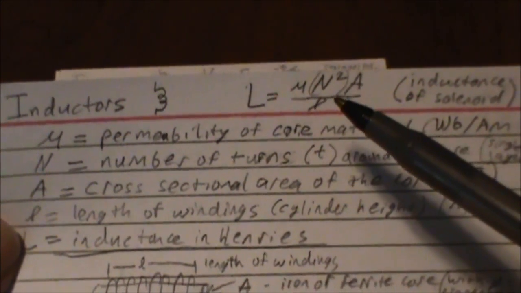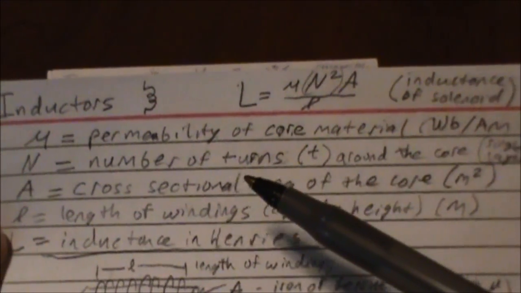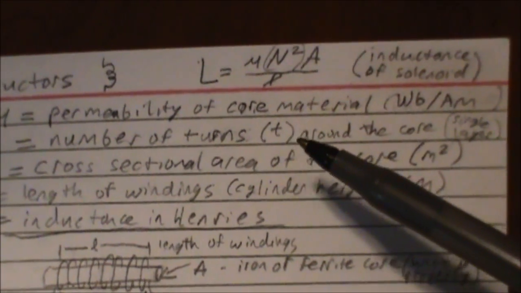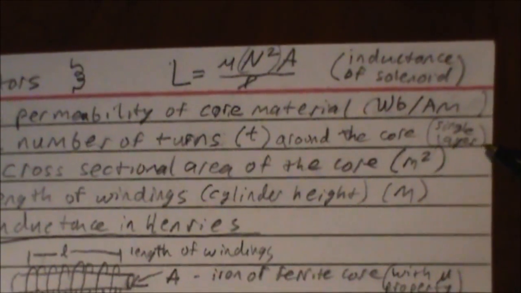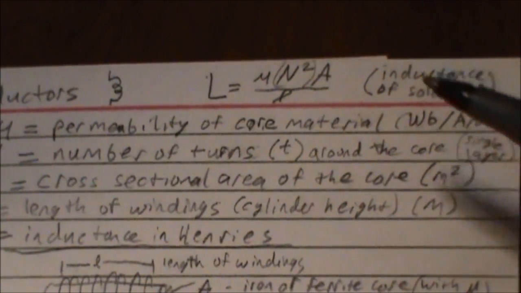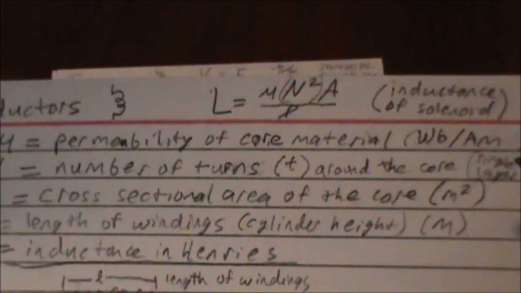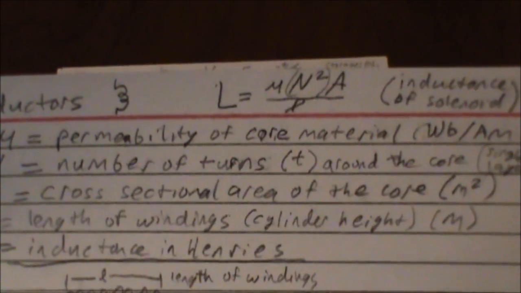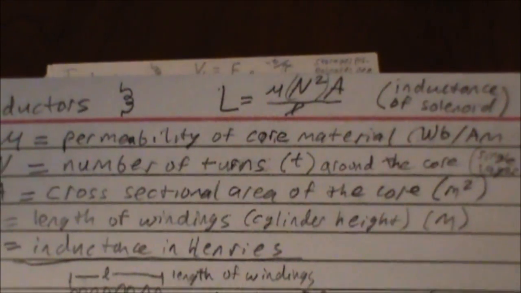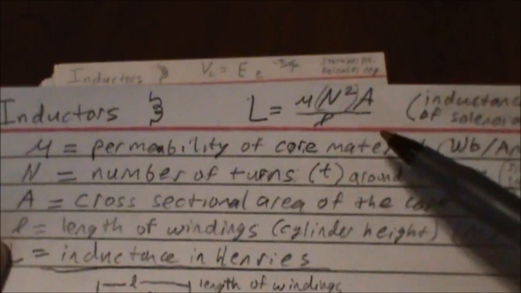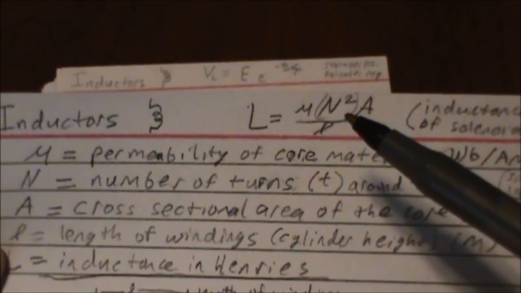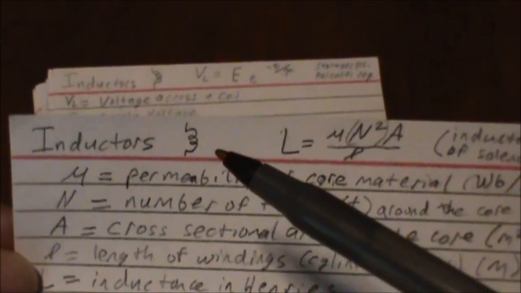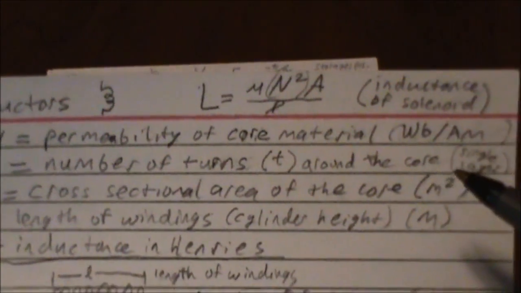So we have mu times N squared. N is the number of turns around the core in a single layer, such as a secondary of a Tesla coil, or a solenoid. A solenoid being, again, that tower of a single layer of turns of wire. So with N squared, that squared factor means the number of turns is the largest influencing factor on the inductance of an inductor, of a coil.